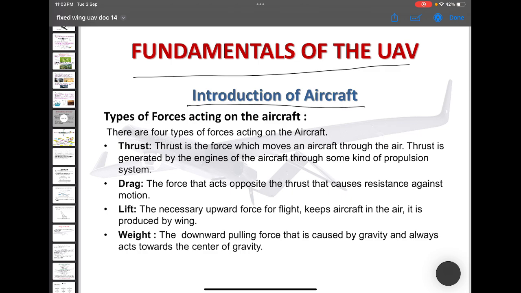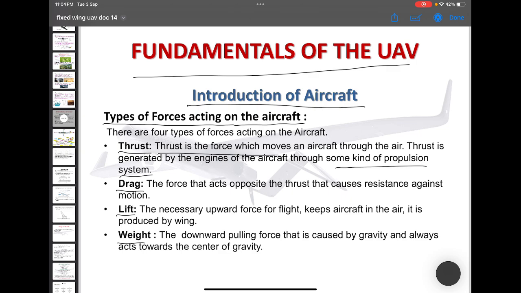So, introduction to aircraft. Here we have the types of forces acting on an aircraft. Mainly four types of forces act on an aircraft. Okay, what are those forces? One is thrust, drag, lift, and weight. Okay, what is thrust? Thrust is a force which moves an aircraft through the air. Thrust is generated by the engine of the aircraft through some kind of propulsion system. This is called thrust.